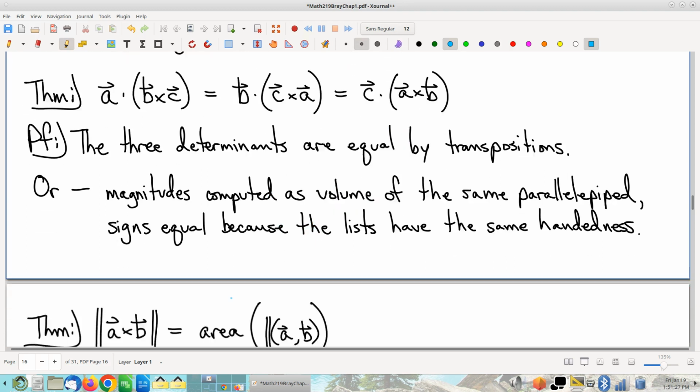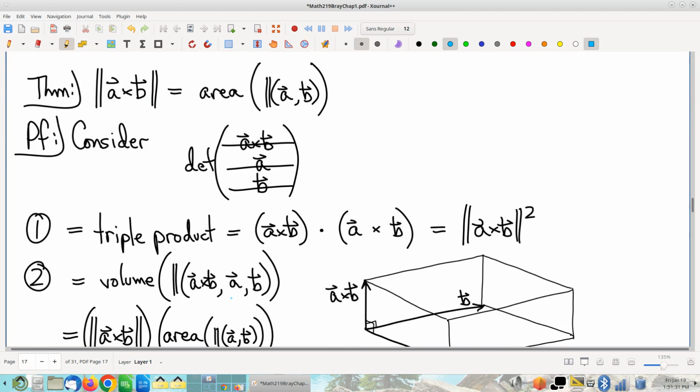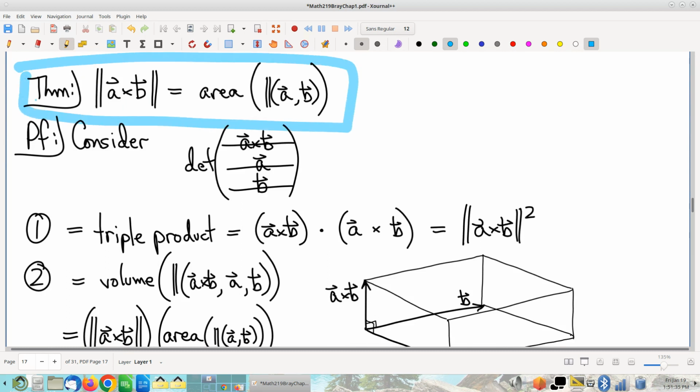Okay, all right, moving along. Another neat theorem here. The magnitude of the cross product tells you something interesting. We've already seen that the direction of the cross product is interesting. It's in a direction that's orthogonal to both of the input directions. But the magnitude is also interesting.